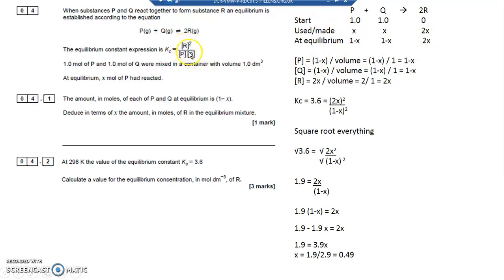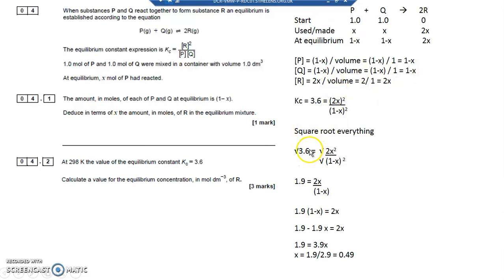So I can replace all of these values in here. First of all, these are moles, by the way, and I've got to divide by volume, but the volume's 1. So these numbers of moles divided by 1, something divided by 1 is itself. So my Kc, which is 3.6, equals the concentration of R squared, or the concentration of R is 2X squared, divided by the concentration of P, divided by the concentration of Q. So it's 1 minus X multiplied by 1 minus X, or 1 minus X squared.